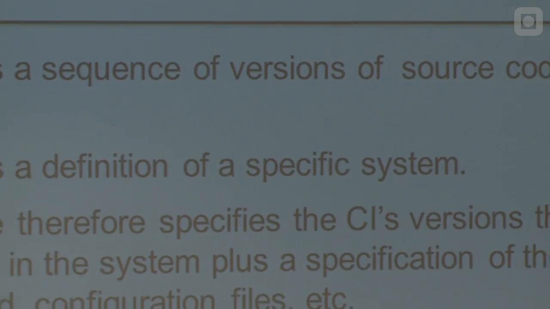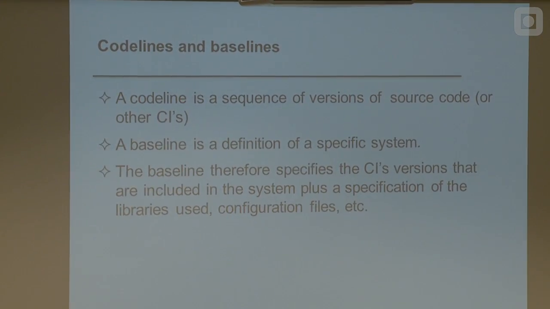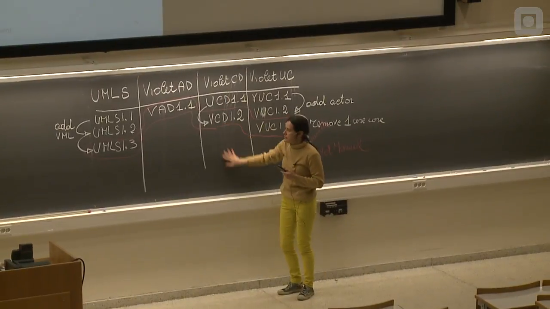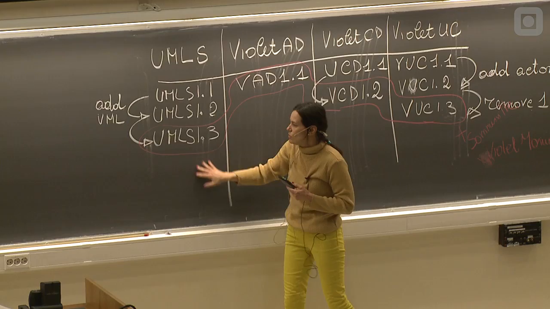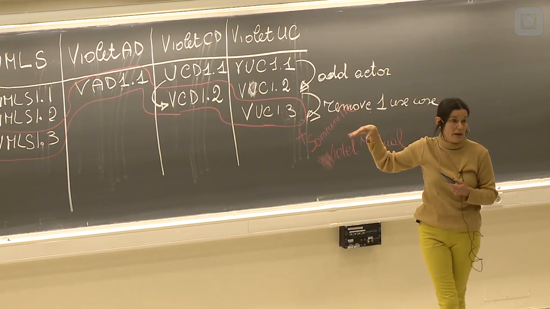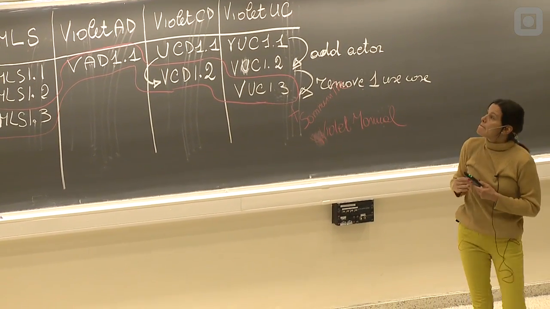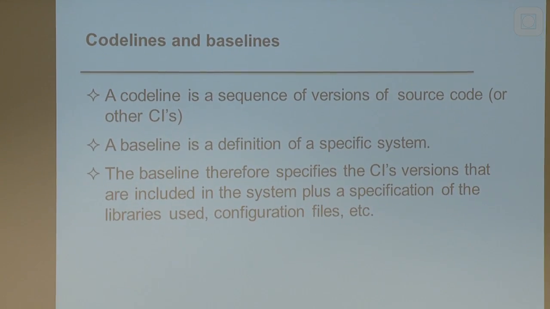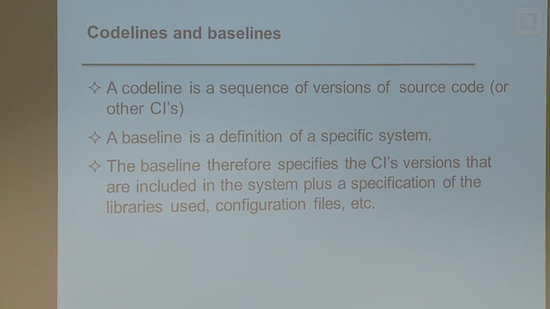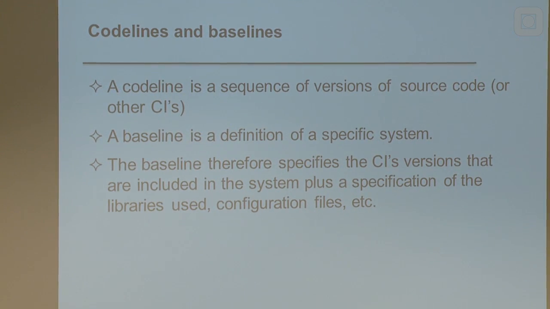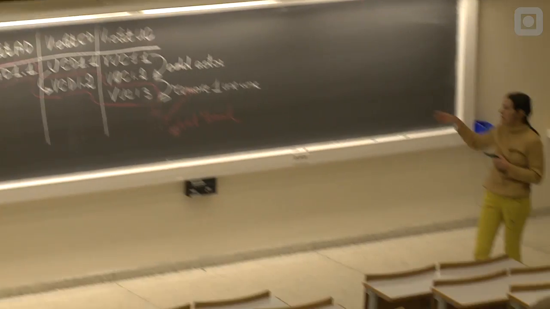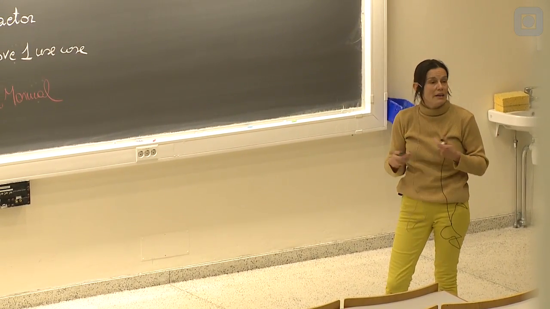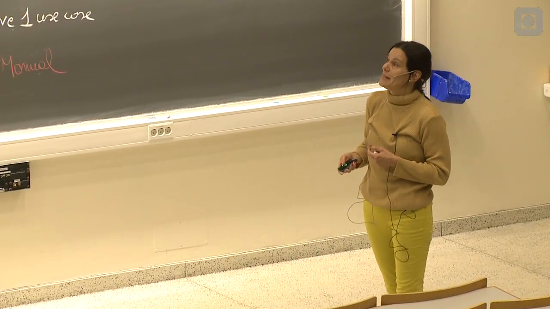Yes, so a code line is a sequence of versions of source code or other configuration items. So again, this is a code line, this is a code line, this is a code line, this is a code line, but this red one is a baseline. The baseline specifies the configuration item versions that are included in the system, plus a specification of the libraries used, configuration files, etc. Exactly as my red snake that includes configuration items, their versions, and some files that are external to my system.